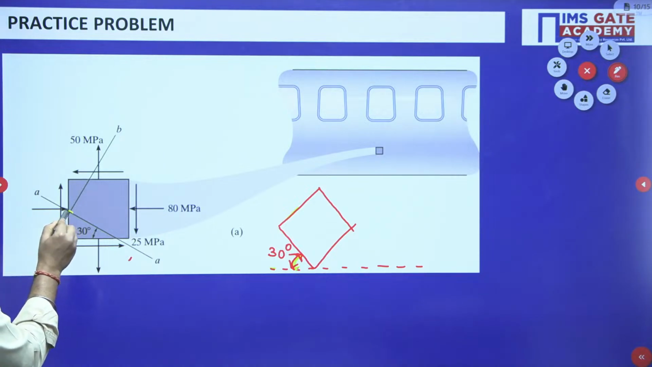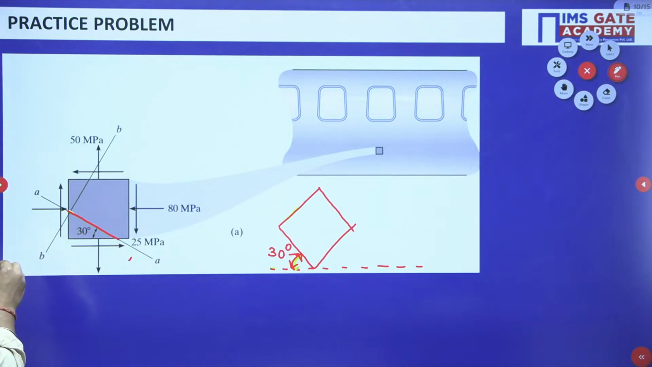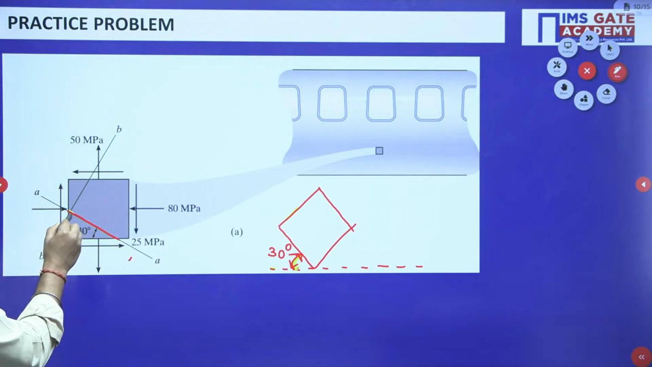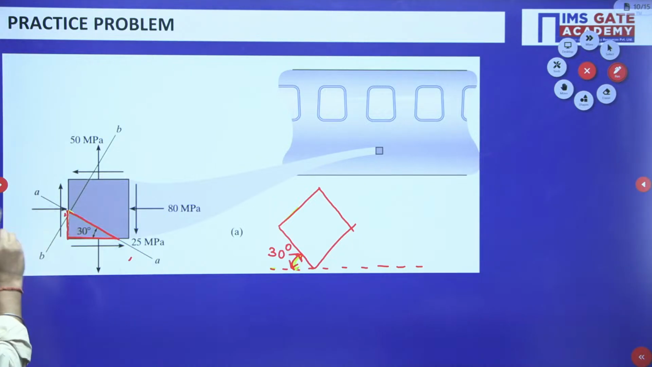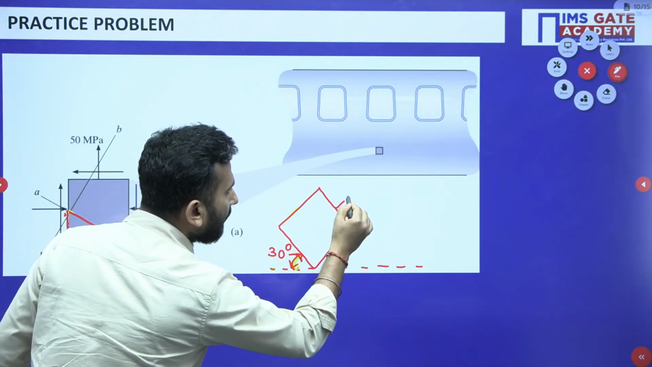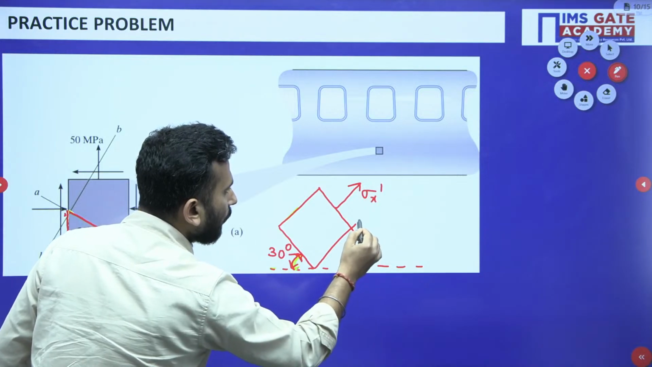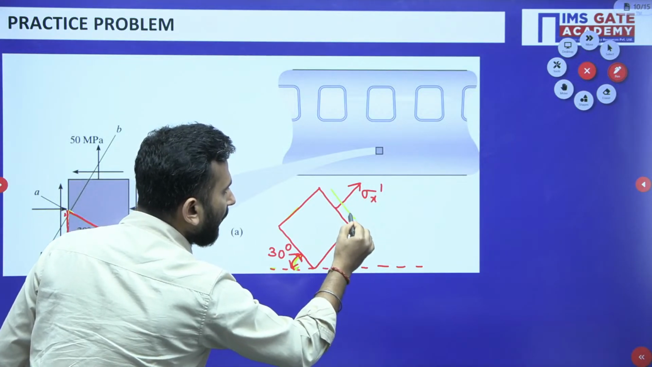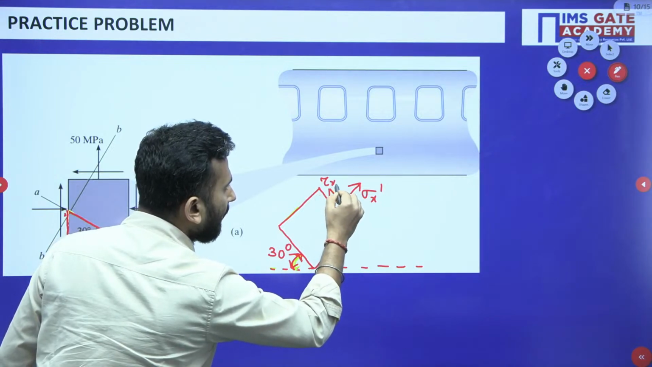See this line. Okay, see this line. Whatever I am drawing, just focus over here. I will be cutting a section like this, that is fine. But if I have to find the stresses in this way, that is the sigma x dash, so on this face definitely there will be one shear stress also. Let us say tau x dash y dash.